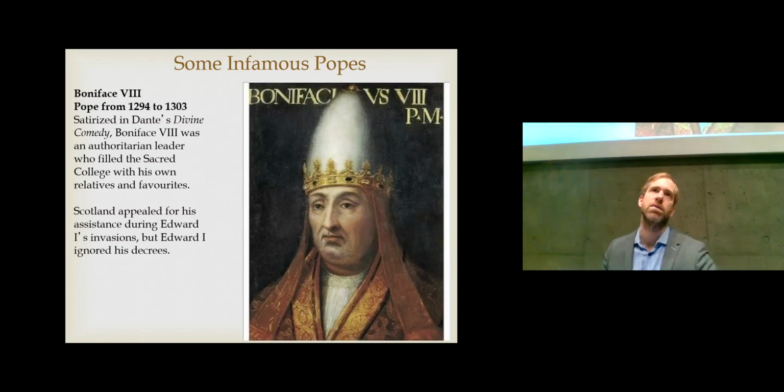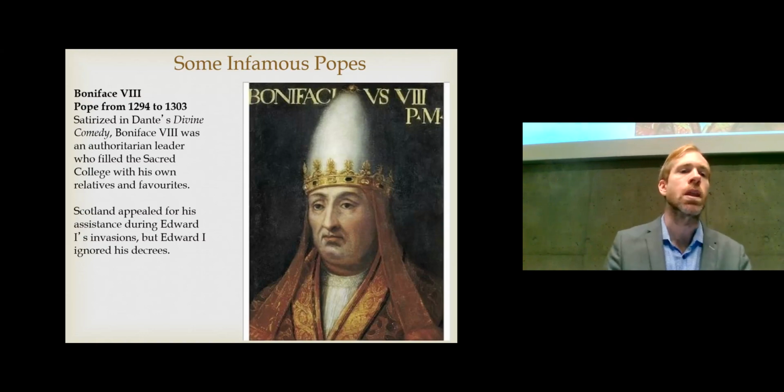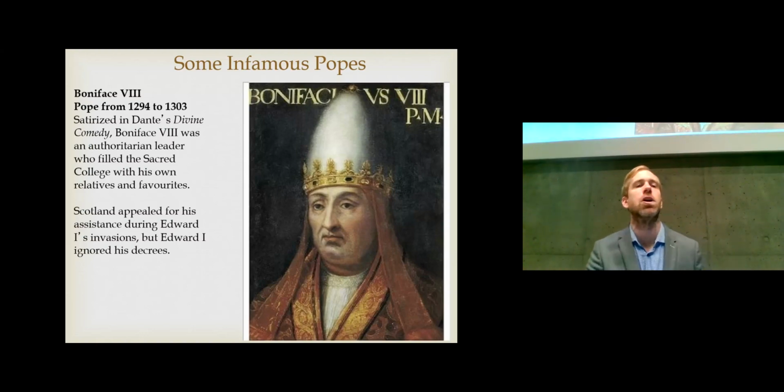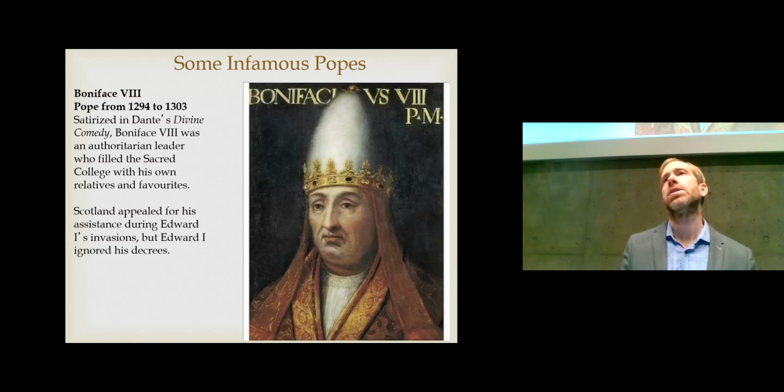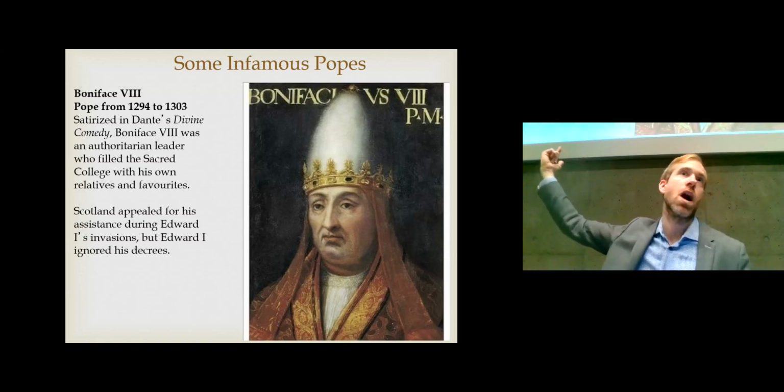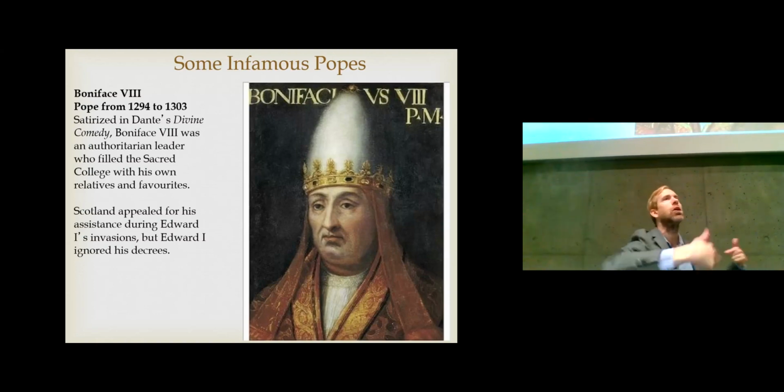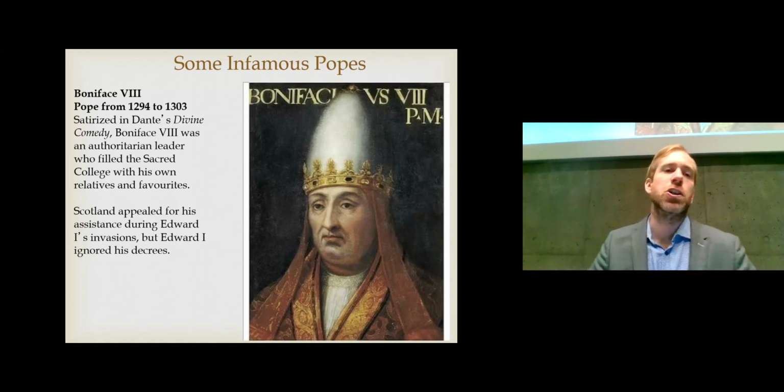That's a famous medieval text that deals with journeys into purgatory and hell, among other things. You see there Boniface VIII was an authoritarian leader who filled the sacred college with his own relatives and favorites. That kind of cronyism, nepotism, basically using position of authority to favor those who are closest to you, was a very typical, common practice in the church at this time.